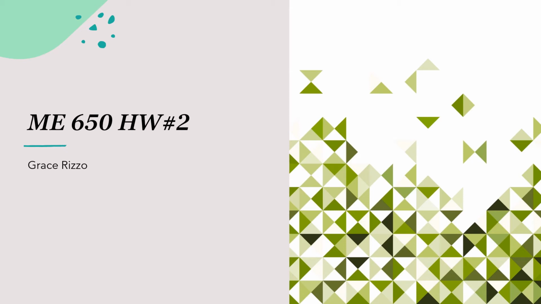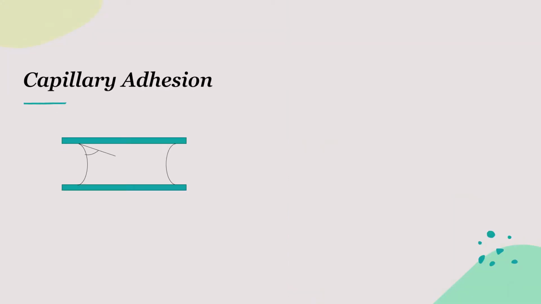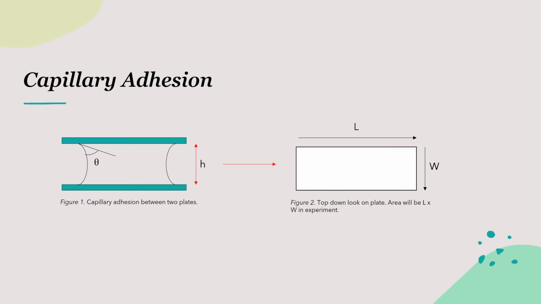In this experiment, I will explore the phenomenon known as capillary adhesion. Capillary adhesion can be represented by figure 1, where h is the height in meniscus and theta is the contact angle. For this experiment, I will focus on finding the height of meniscus. Figure 2 represents a top-down look on one of the plates. Notice the area for the experiment will be the area of the plate, which is length times width.